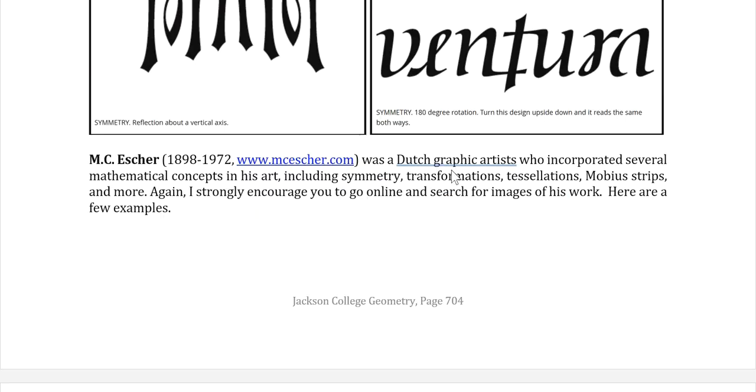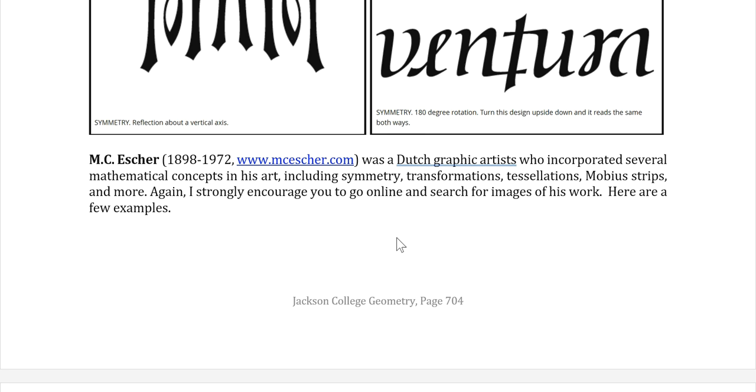Probably the master of fine art using mathematical ideas, including some transformations, is M.C. Escher. Here, he lived from 1898 to 1972. Here's a website for him. He was a Dutch graphic artist who incorporated several mathematical concepts in his art, including symmetry, transformations, and tessellations, Mobius strips, different 3D and 2D shapes that are common in mathematics.